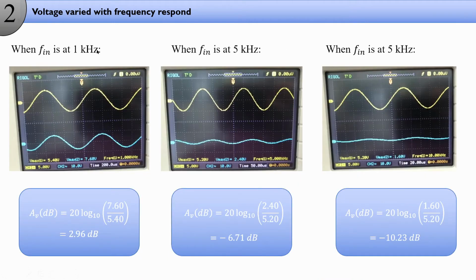When it is at 1 kHz, we have an output voltage of 7.6 volt, which has a gain of 2.96 dB. When it is at 5 kHz, the output voltage is 2.4 volt, and we have a gain of -6.71 dB. And when it is an input of 10 kHz, actually I have put it wrong here. As you can see here, the practical diagram, at 10 kHz we have an output voltage of 1.6 volt, and it has a gain of -10.23 dB.